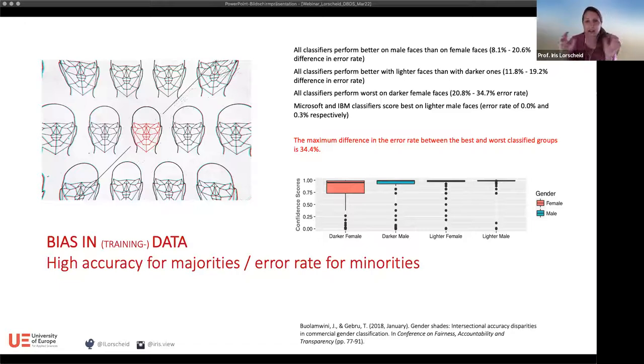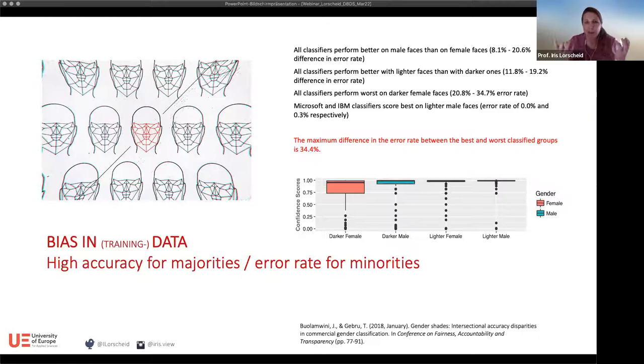Another big topic that we have is face recognition. Face recognition becomes a bigger thing every month. Microsoft and IBM classifiers had the lowest error rates for light male faces and light female faces. And for darker female and darker male faces, they had high error rates. So when you had a face from a different cultural heritage than being white, there were high error rates in these systems. And this is what they identified. Then they put the algorithm back, rolled out a new algorithm, and made sure that this doesn't happen anymore.